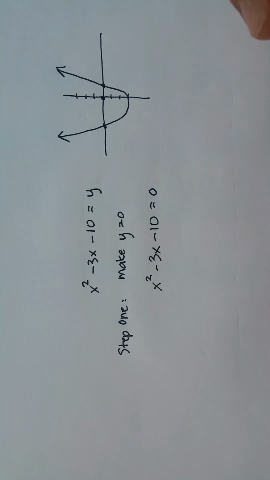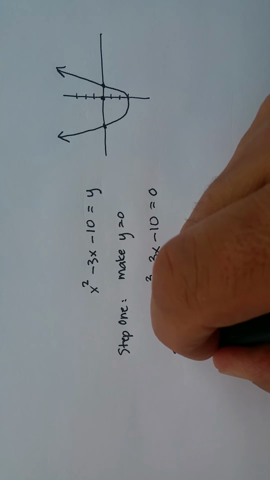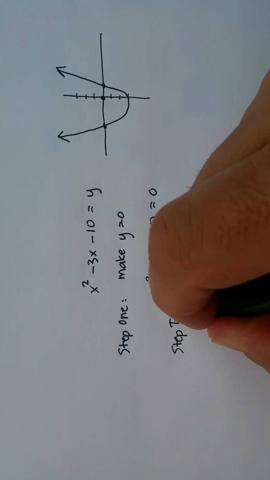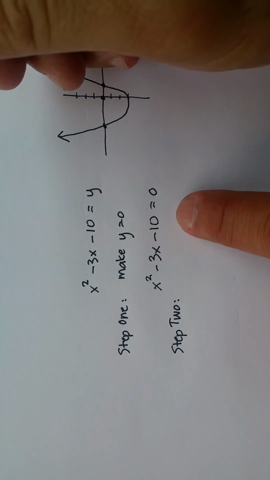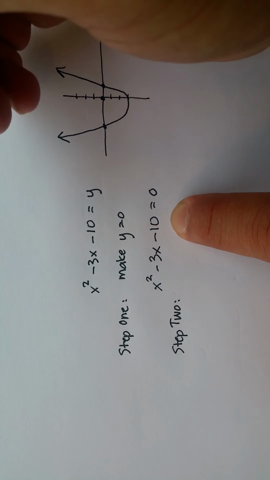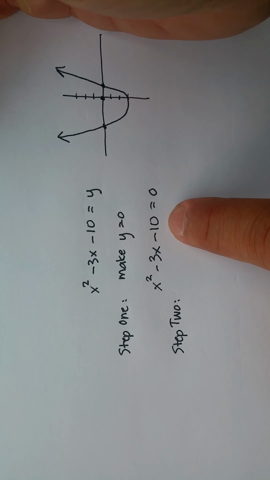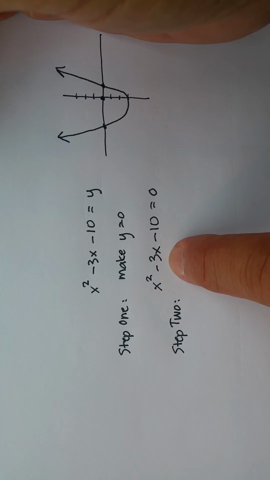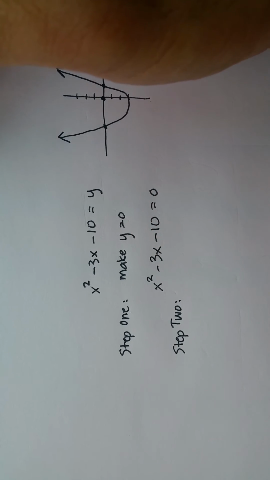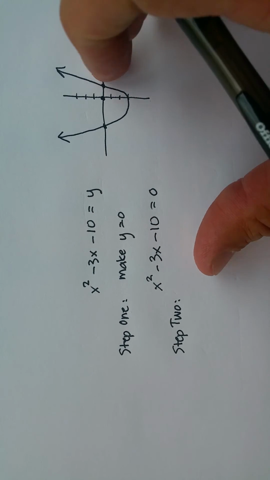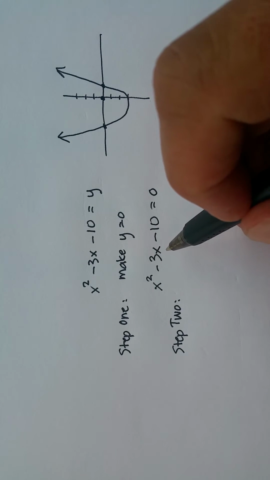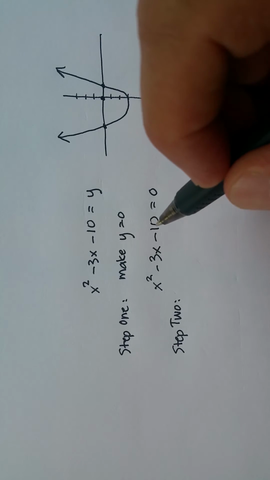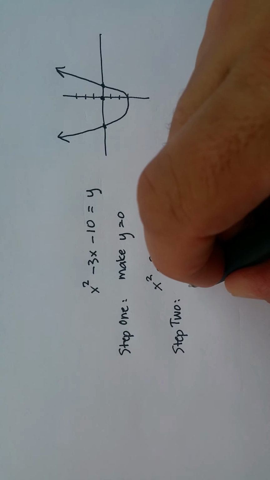All right? Step 2. Now, what is step 2? You have to ask yourself a question. What are two factors of -10 that add up to -3? Let me say that again. Remember that factors are two numbers you multiply by one another. So what times what equals -10?